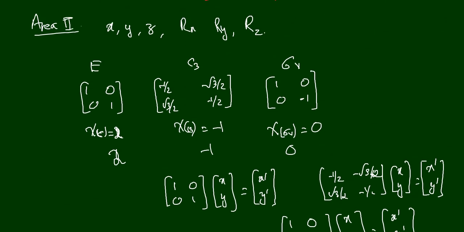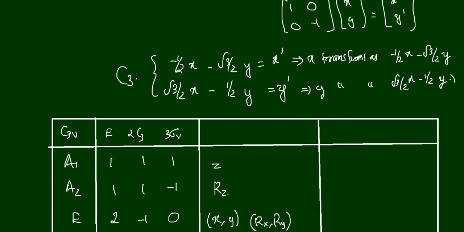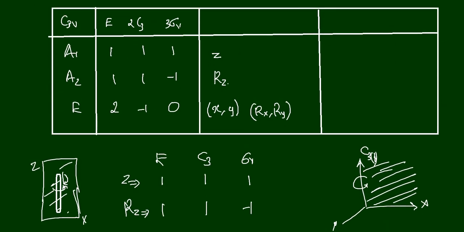For area 4 of the character table, what are we going to represent there? Binary products like xy, xz, xyz, then squares like x square, y square, z square. These are the entries that we have to make in area 4 of the character table.